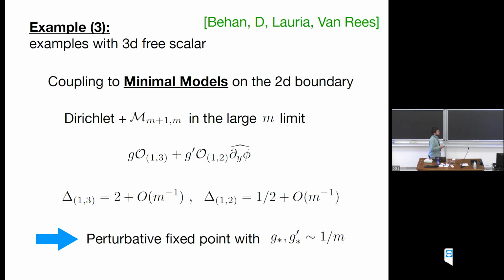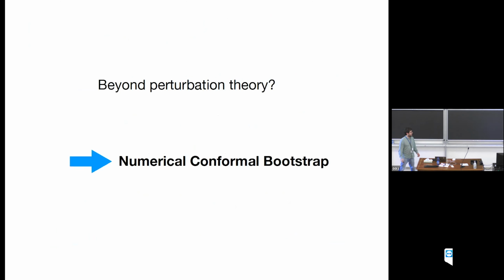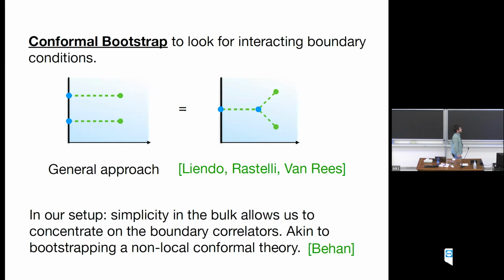So this ends the examples. And now I will tell you about what to do if we want to go beyond perturbation theory. We will do that by using the numerical conformal bootstrap. So let me first say a few words about a general strategy that exists to try to look for conformal boundary conditions or BCFTs using the conformal bootstrap.